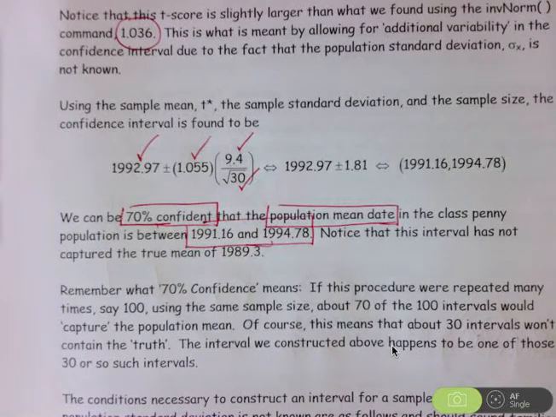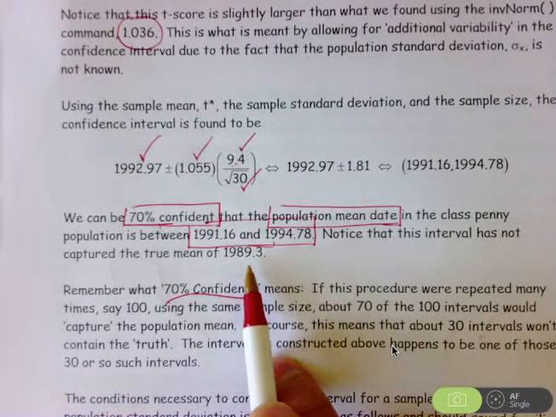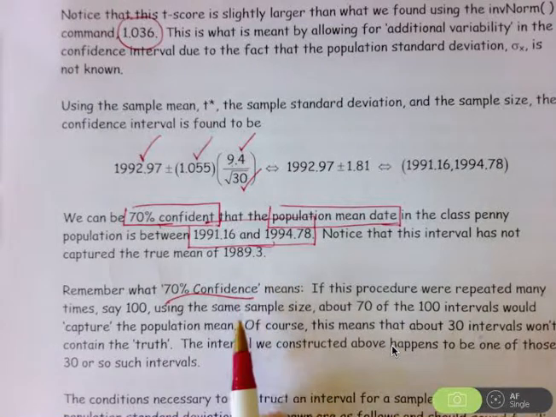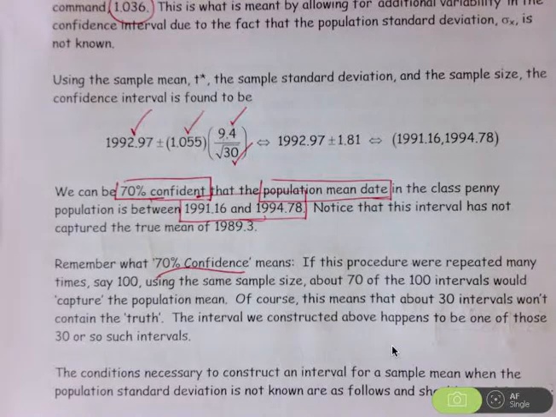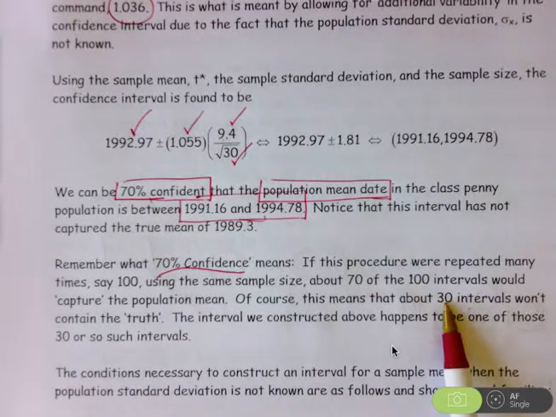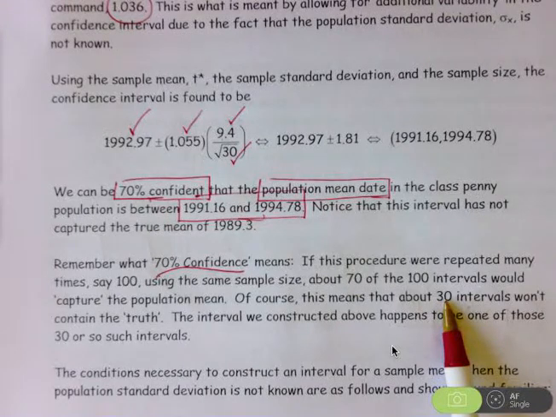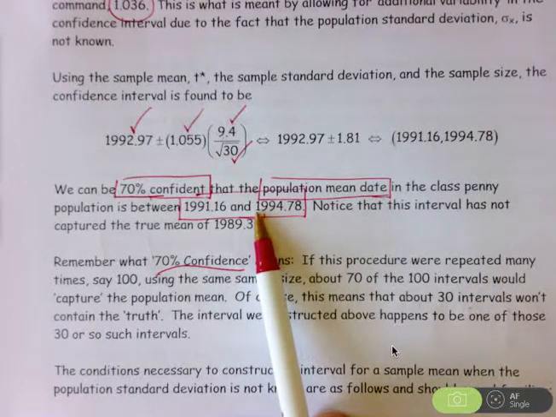Notice, just to remember what the confidence level means, this interval, we do know from the penny population that the actual true mean of the population is 1989.3 years. So let's review then what 70% confidence means. Again, if we repeated this procedure many, many times, say 100 times with exactly the same sample size of 30, around 70 of the 100 or 70% of the intervals would capture the true population mean. Of course, that means that around 30 intervals won't contain or capture this truth, and it just so happens that the interval that has been constructed up here happens to be one of those intervals that didn't capture the truth.